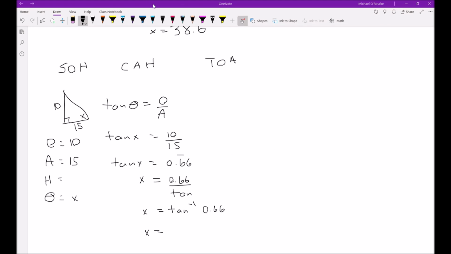If I back up to your calculator here, you have to press second, and now you see it. So watch what you'll type in here. You're going to go 10 divided by 15. Then, when you get this answer, you'll press second function and press tan to the negative 1. Okay?